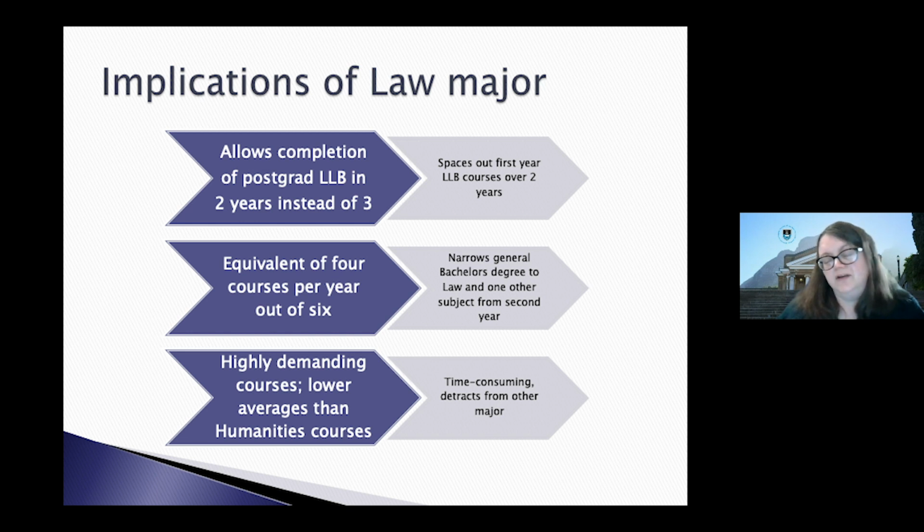It's very demanding. Don't do the law major, as I say, unless you have a great deal of willpower and don't mind not having much of a social life for 2 years. Okay. Economics major is also demanding.